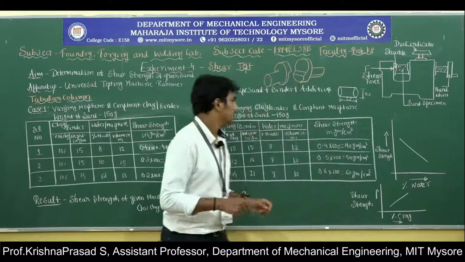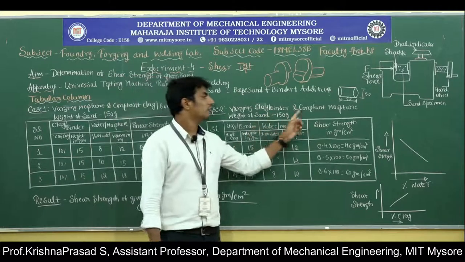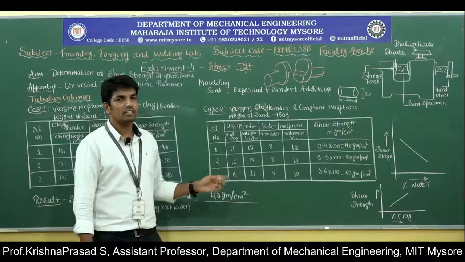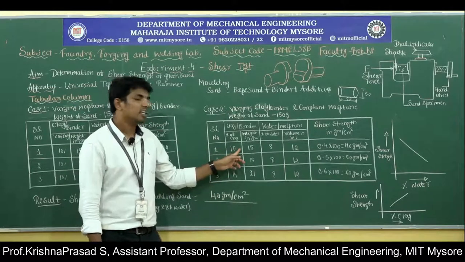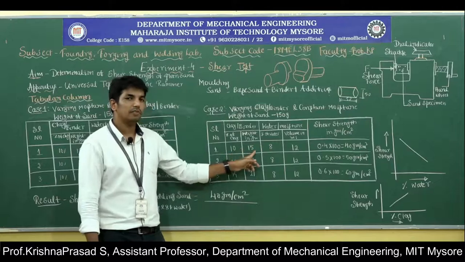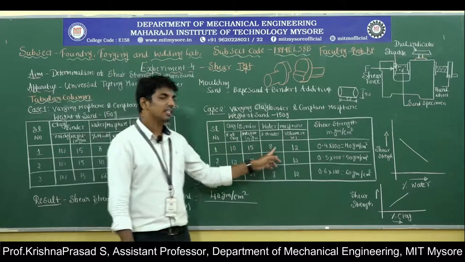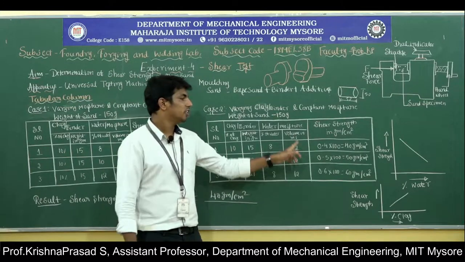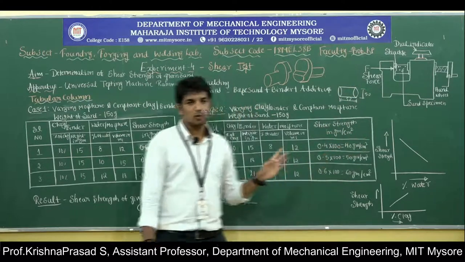Similarly, in the second case, varying the clay binder with constant moisture content, what happens as the percentage of clay increases? That is very important. Here we have taken 10% of clay, that means 15 grams of clay and 135 grams of silica sand, plus 8% of water, that means 12 ml of water. Then the shear strength we obtained on the dial indicator is 40 gram per centimeter square.